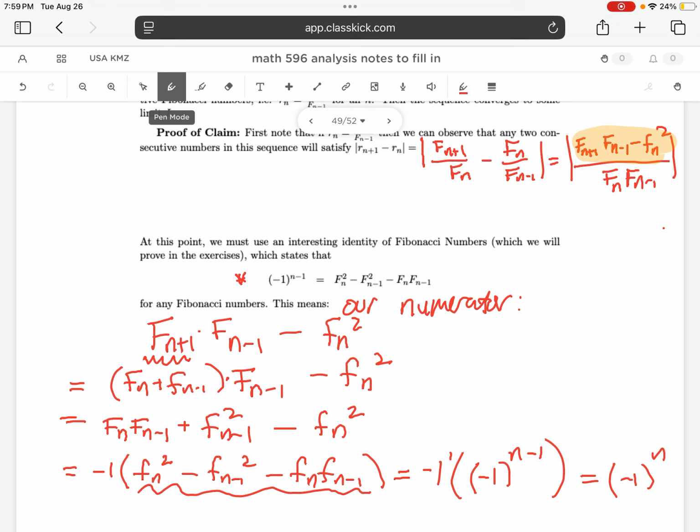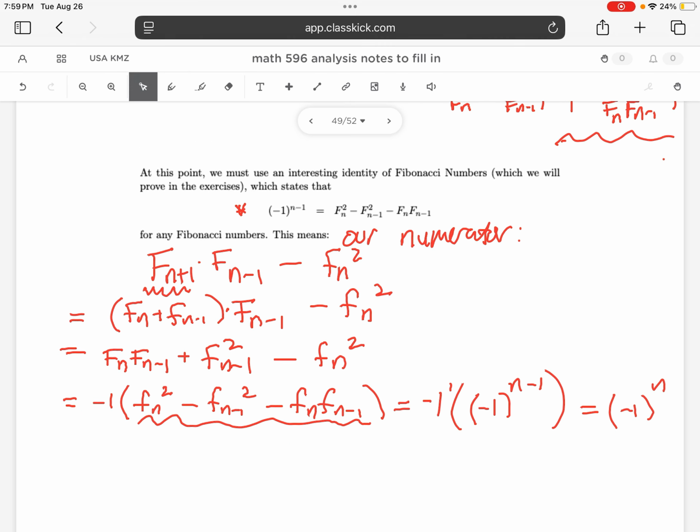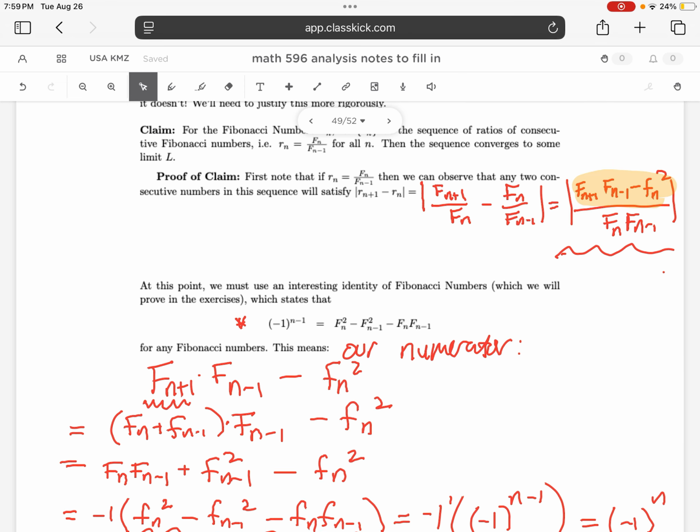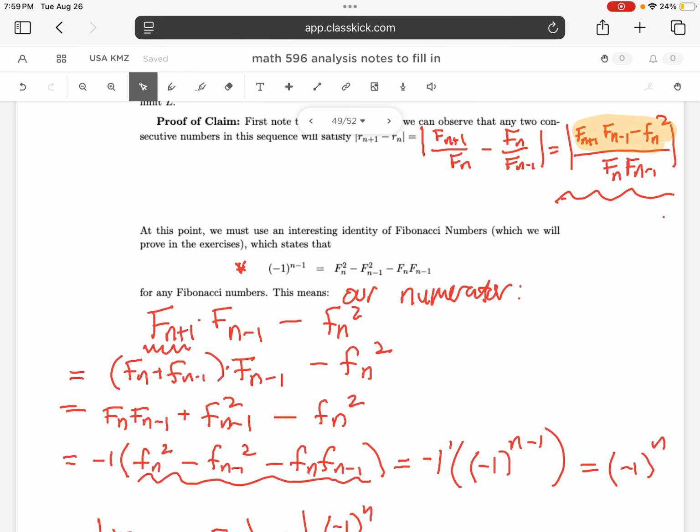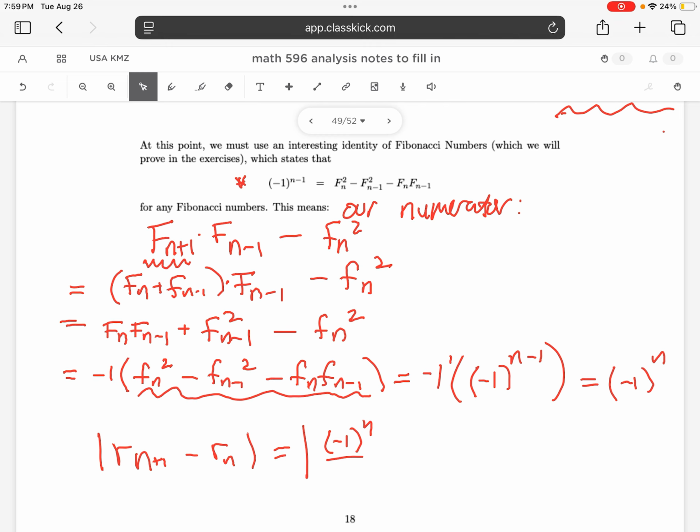Which means our ratio up here can now be rewritten using this identity as saying that R_{n+1} minus R_n, the distance between them, is going to be equal to (-1)^n times the denominator from up above, which was f_n times f_{n-1}. Apologies. Okay, so what does this mean? What does this tell us?